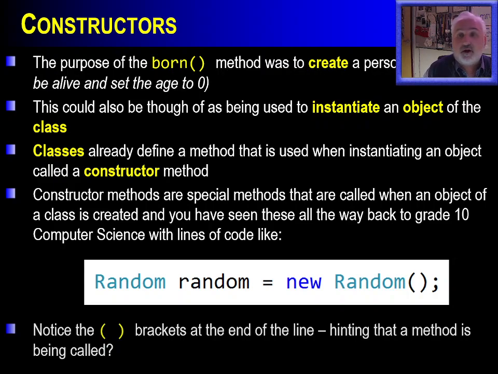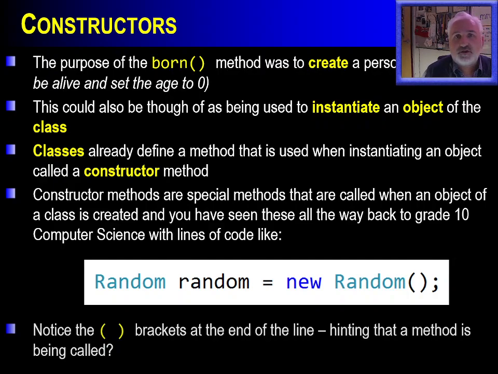We had created a method called born, which set properties, and then later reworded that born method to become what's called a constructor method. I also talk about how you as a student would have seen constructor methods before when you take a class and turn it into an object. In other words, when we instantiate the class.